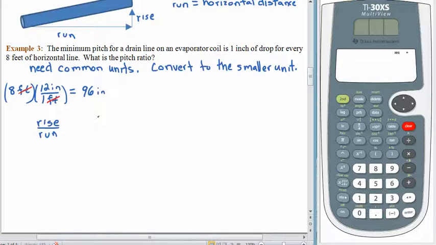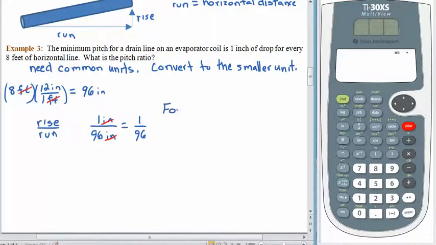So the pitch ratio, we need rise compared to run. The rise was 1 inch. The run was 96 inches. And aside from canceling out the common units, that's pretty much it. The pitch ratio is 1 to 96. So what does that mean?